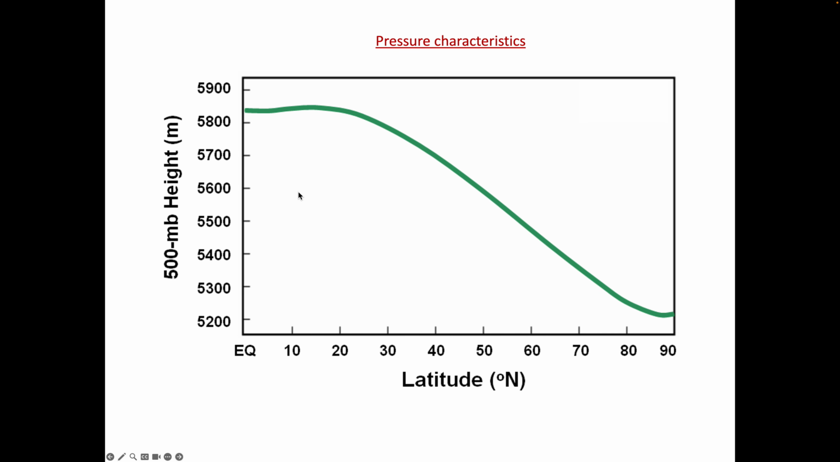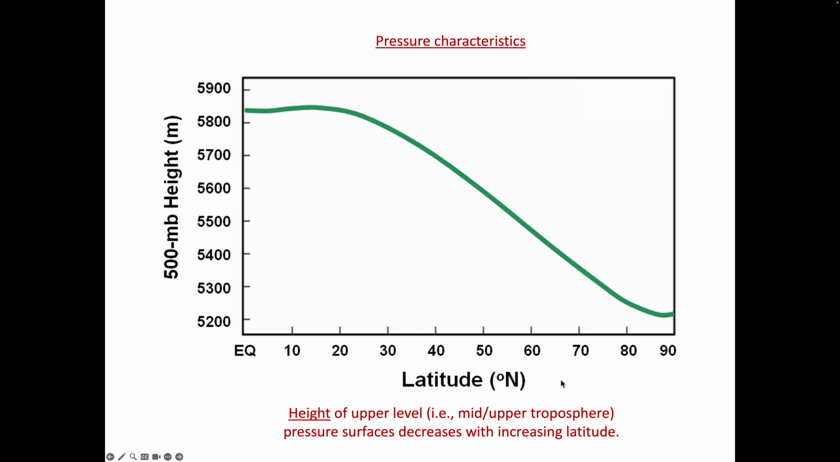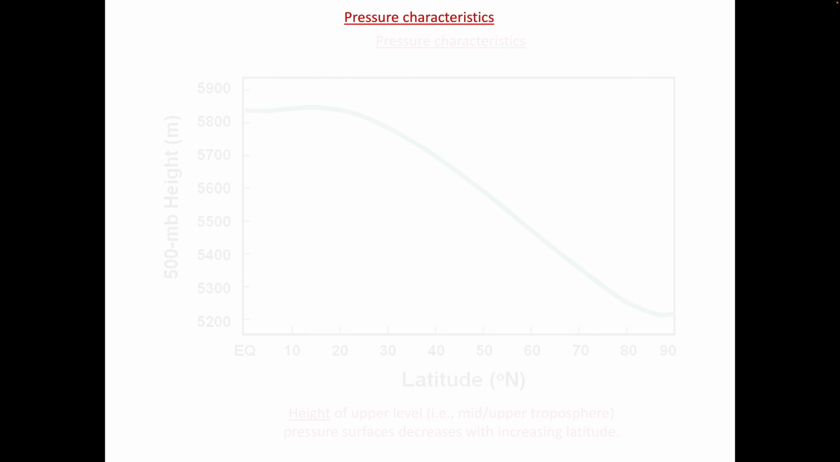And this is entirely a consequence of the fact that as you move from equator to pole, the atmosphere gets colder, and so the air becomes more dense, more compressed, and that vertical rate of pressure decrease becomes larger as the column becomes colder. And that's what you see here in this particular figure. So the height of an upper level pressure surface decreases with increasing latitude. And so, again, this is totally intuitive if you think about the density of air increasing as its temperature decreases.